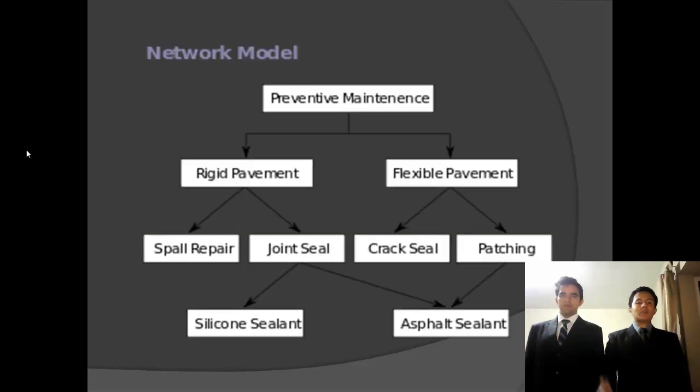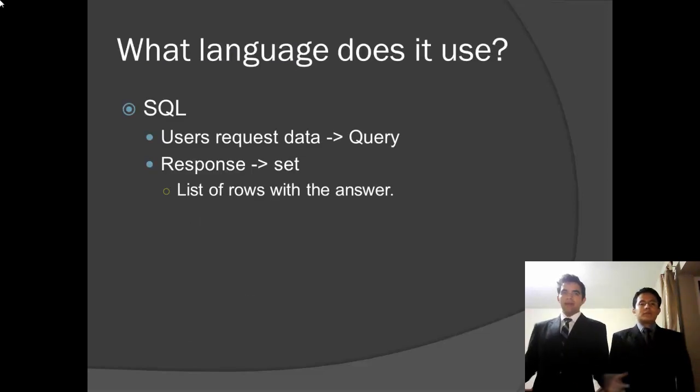Here we have an example of a network model in which we can see that each parent can have multiple children and multiple children can have multiple parents, as in the example of asphalt sealing, which has two parents, joint seal and patching. And now I will talk about SQL.